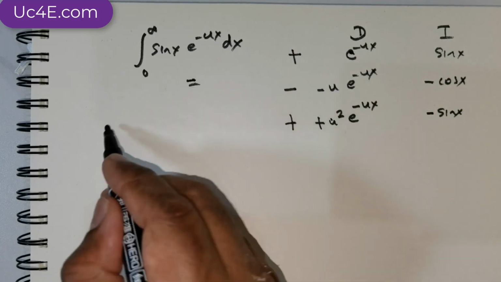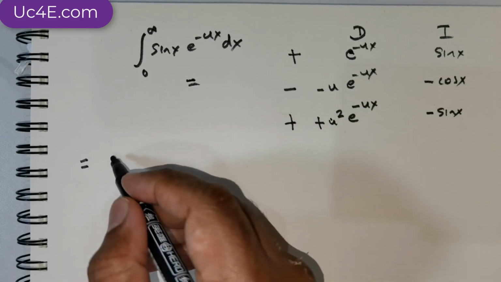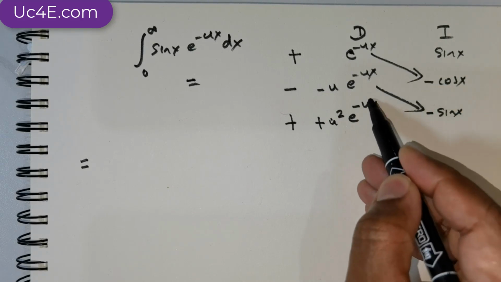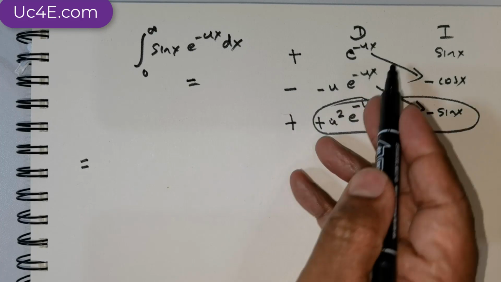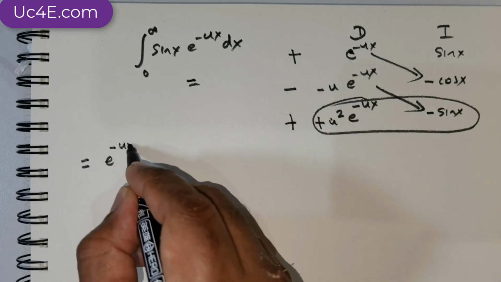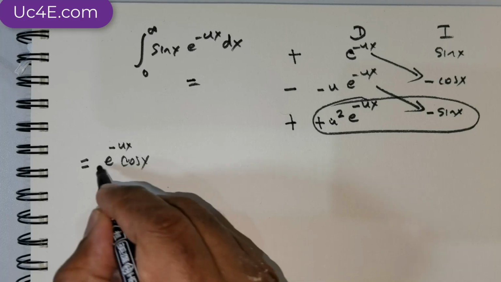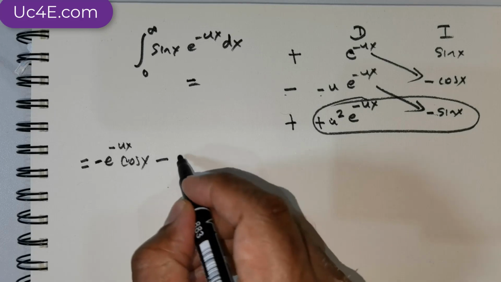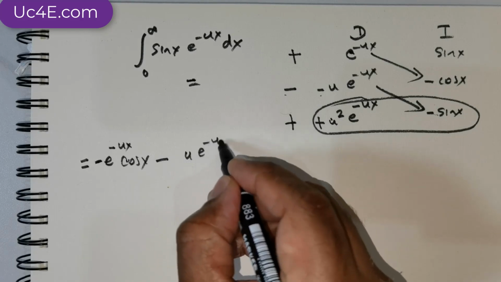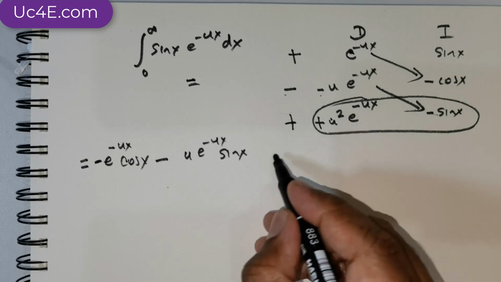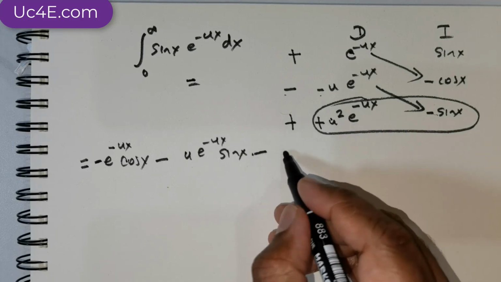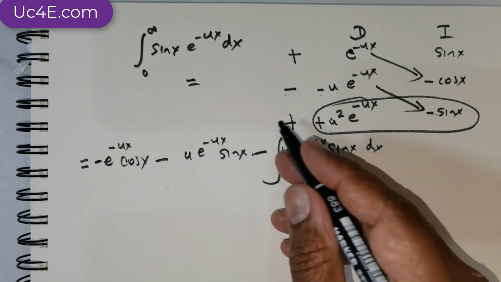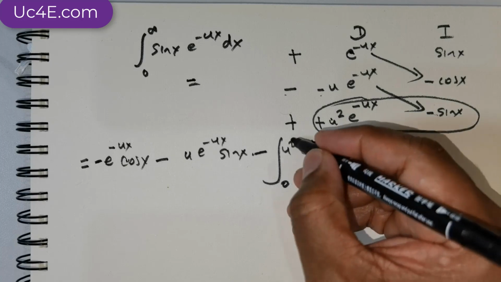So if I were to write all of these terms in the uv minus integral v du form, I start with this, follow it up with this, and then place this as the integrating term. So this is going to be e raised to the power of negative ux times cos x, with a negative sign there, followed by negative negative positive times negative, that's going to be negative u times e raised to the power of negative ux times sin x, followed by positive into negative, that's going to be negative u squared e raised to the power of negative ux times sin x times dx. The integral sign is actually stretching from 0 to infinity.